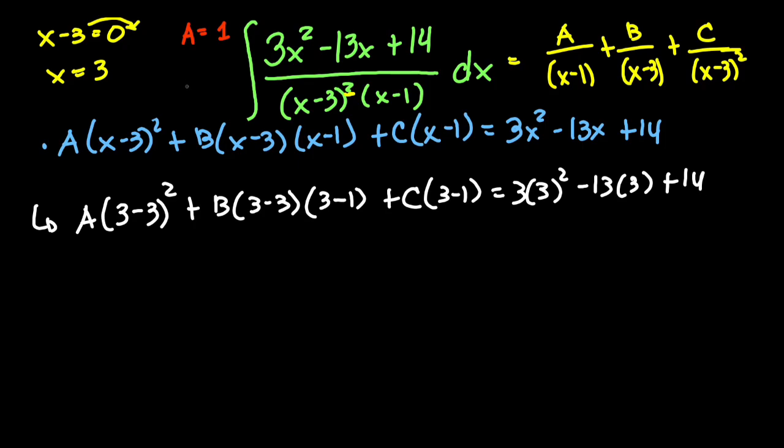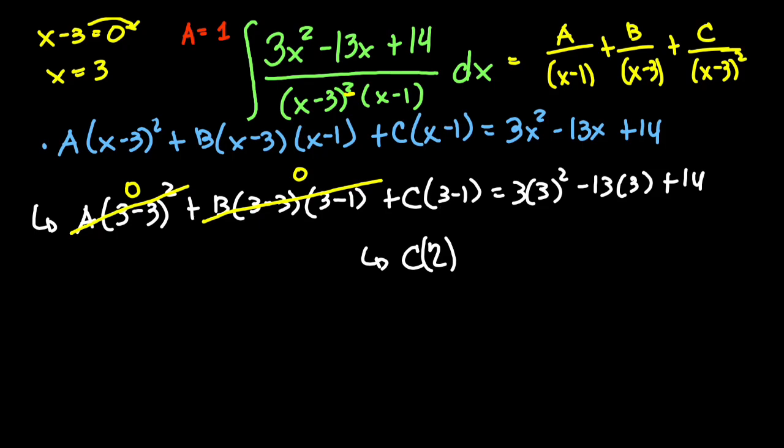So let us simplify it. 3 minus 3 would be equal to 0. Anything that is multiplied by 0 is simply 0. And also this 3 minus 3 would be 0. So anything here is 0 now. And so what you are left with here would be c multiplied by 3 minus 1 is 2.